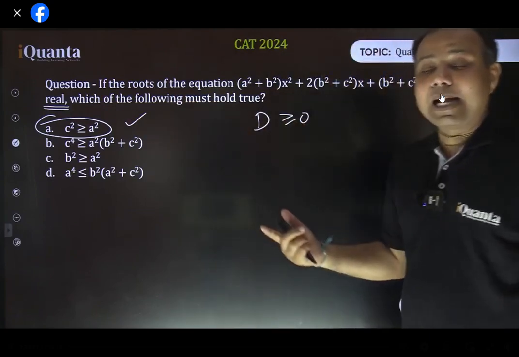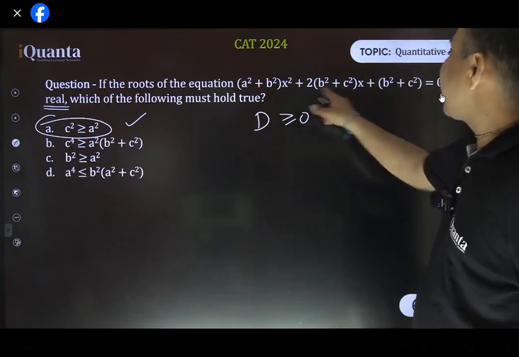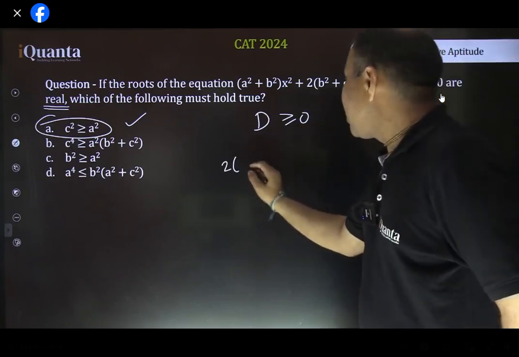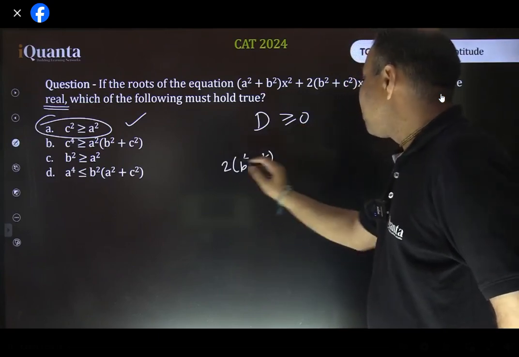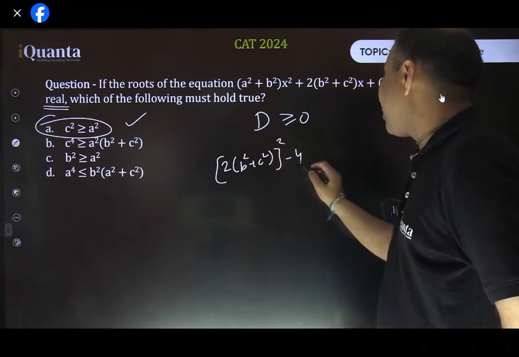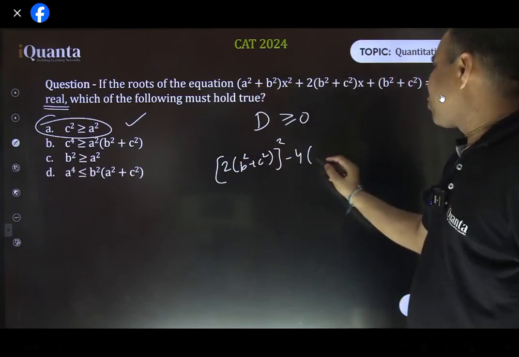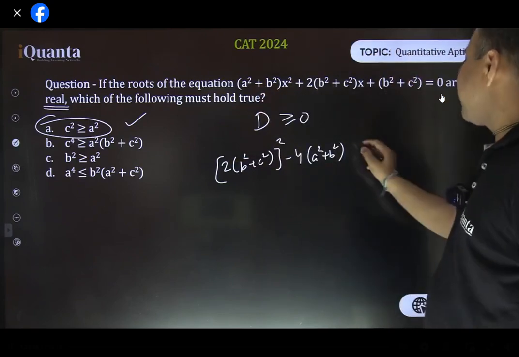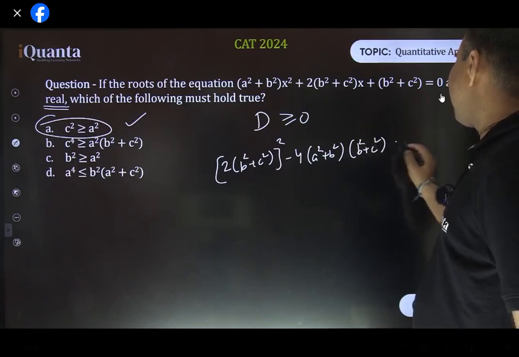And what is the discriminant? It is b square minus 4ac. So b square means square of the coefficient of x, that is 2 into b square plus c square whole square. That is b square minus 4 into a into c. That means a square plus b square into b square plus c square.